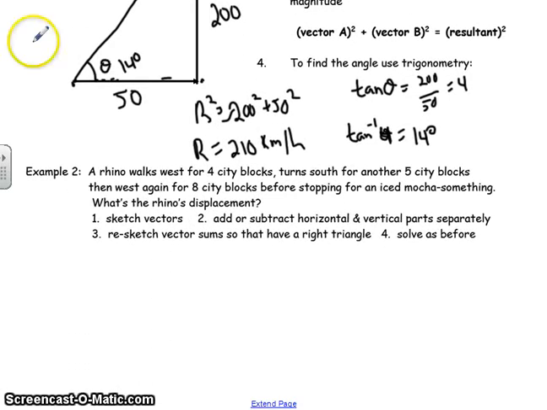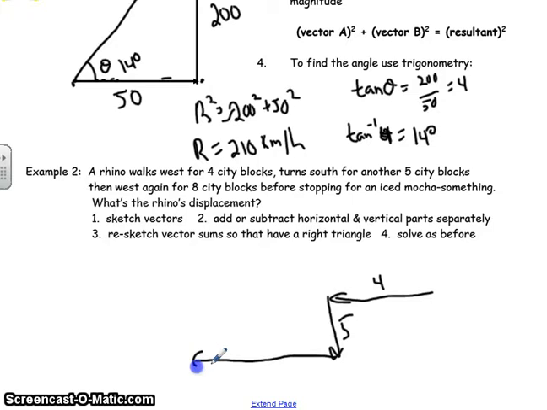Okay, so let's look at a similar problem just involving more than two vectors. So let's say I've got a rhino that's on the loose and it's walking in a city, and it goes 4 city blocks west, then 5 south, then 8 west again, and then it stops. And we want to find a displacement. So like before, we want to sketch the vectors and anticipate where we're going to end up. We're heading west, which is left, and then down. So I'm going to start over on the right. I'm going to sketch a 4 vector. I'm not even worried about how straight it is. Then I'm going to turn south, and I'm going to call it 5. And then we're going another 8 to the west, putting them tip to tail.